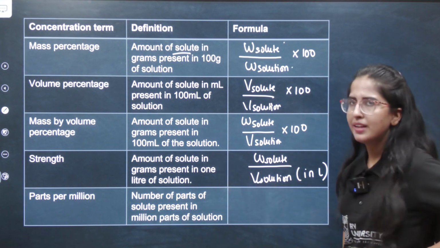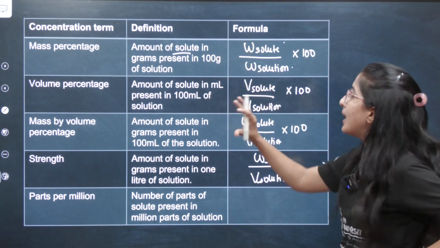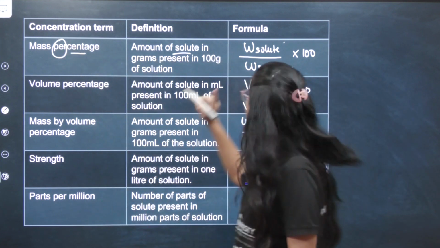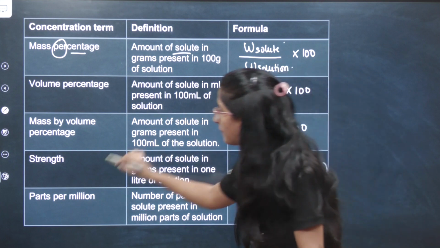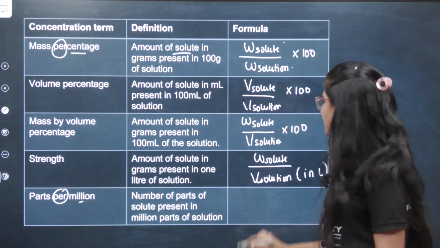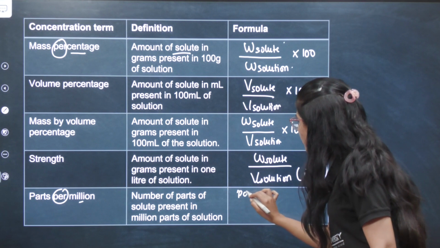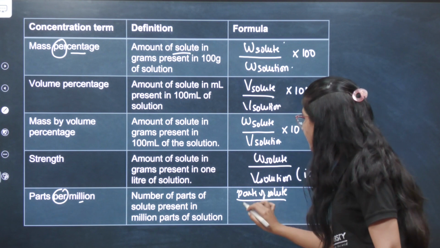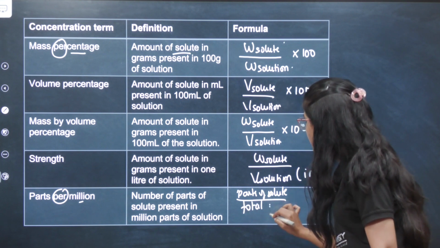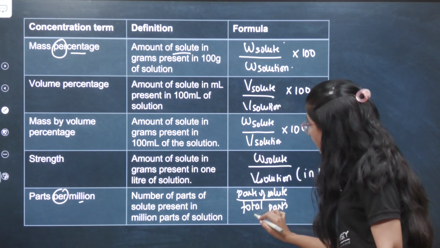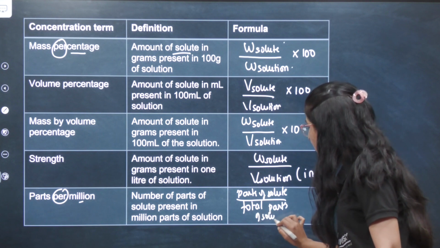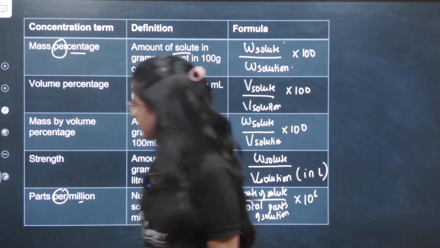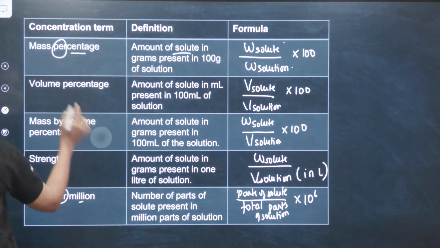Okay. Parts per million. Similar to percentage. Percent. See, per what? Cent. That is 100, right? 10 to the power 2. But here, per what? Million. Simple. So, parts of solute, it may be mass or anything, divided by total parts of solution. It might be total mass. And you will multiply by million, that is 10 raised to 6. That's all.